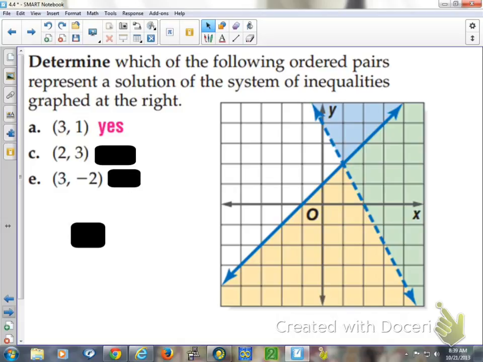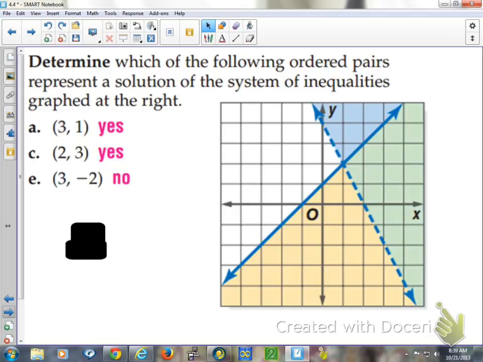What about 2, 3? Well, let's think about it like this. Is 2, 3 greater than the dotted line? Is it above the dotted line? Yes. Is it less than or equal to the solid line? Yes. So it's yes for both, so it would be yes. Now, if it was on this line, it would be no. Is the next one on the line? Yeah. That one would be no, because it's on the dotted line, which is non-inclusive.